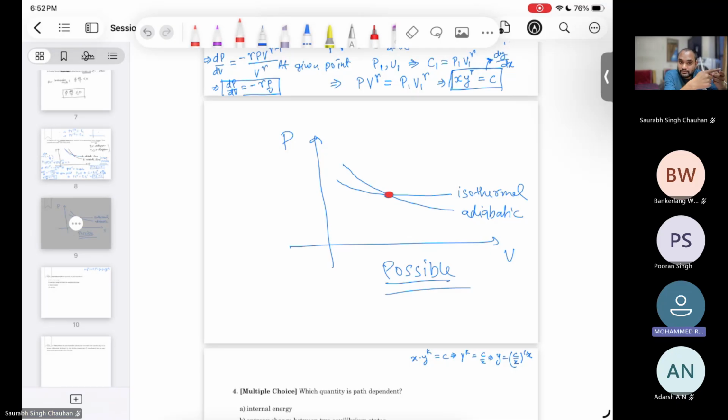They will coincide. If they are not coinciding, that means through a single point they are passing many adiabatic curves. That is not possible, right? So through one given point, only one single adiabatic curve can pass. Through a given point, a single isothermal curve can pass. Okay.